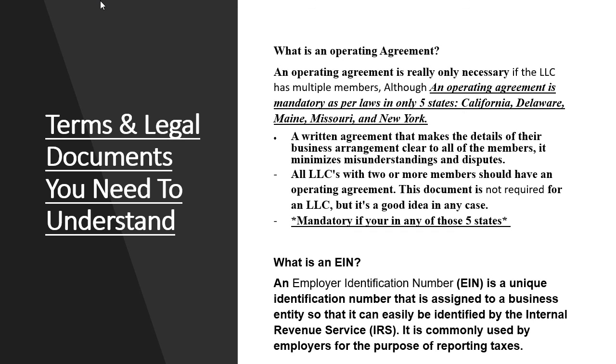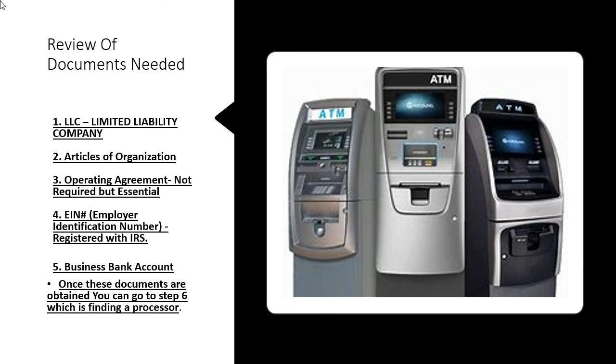So let's go to the next one. So let's just review the documents that we need in order. So first, we need to register for our LLC. We file for that. After we file for that, we file for our articles of organization. After we do that, we need to file for the operating agreement. It's not required, but it's essential. 4, we need that EIN number that we're going to file with the IRS. 5, we need to open up that business bank account.